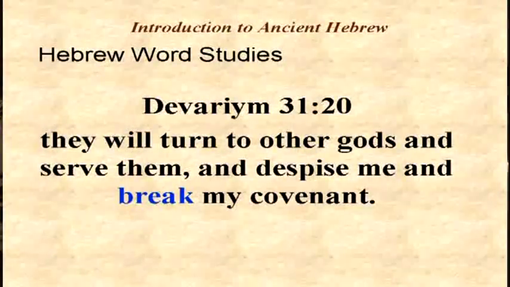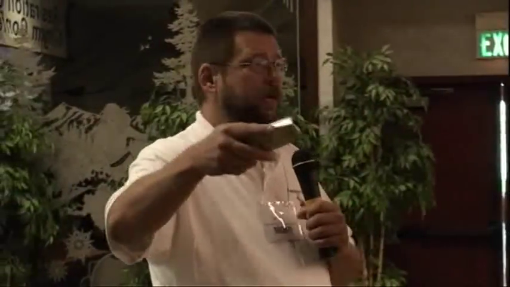They will turn to other gods and serve them and despise me and break my covenant. Now, we think of break as the opposite of keep. Keep we think of as obedience. It's part of it, but keeping is not about obedience. That's the Hebrew word shema. Keeping is preserving and guarding it. Break is the opposite.